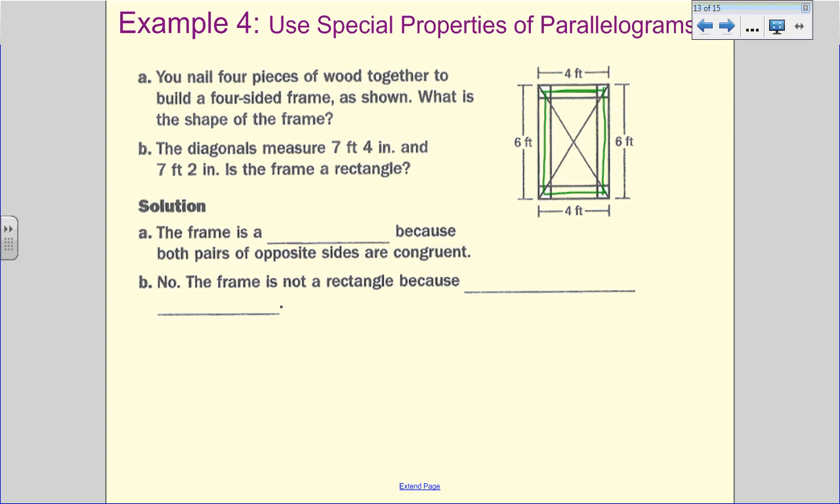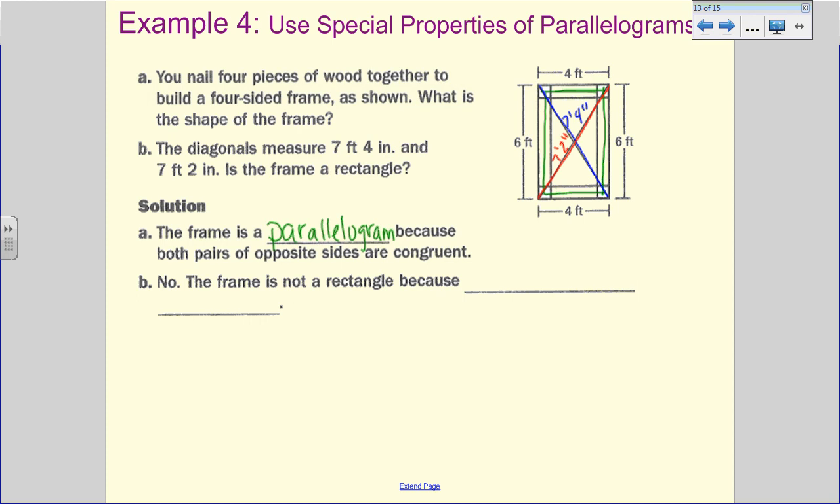So when we look at that, we know that the opposite sides are congruent. 4 is equal to 4 and 6 is equal to 6. So the first thing we can say right now is that it's a parallelogram. We don't know that we have 90-degree angles. But if we look at part B, it says the diagonals measure 7 feet 4 inches. So one of them is 7 feet 4 inches, and another one is 7 feet 2 inches.